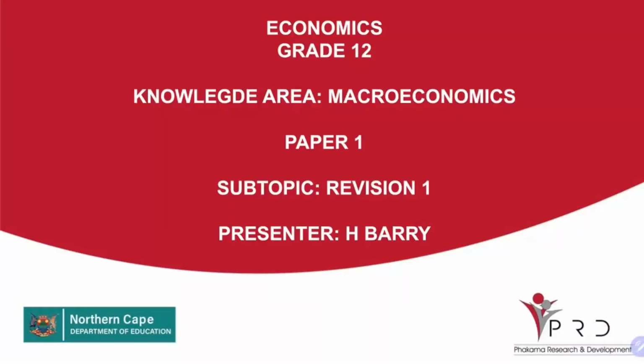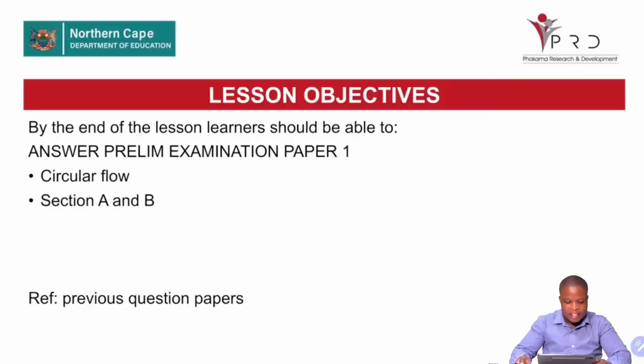Today, our knowledge area will be on macroeconomics, paper 1, revision. We are going to revise paper 1 for your prelim examination. The lesson objective: by the end of the day, learners should be able to answer prelim examination paper questions that have to do with circular flow on section A and B. What we're going to use today is previous question papers to attack section A and B.